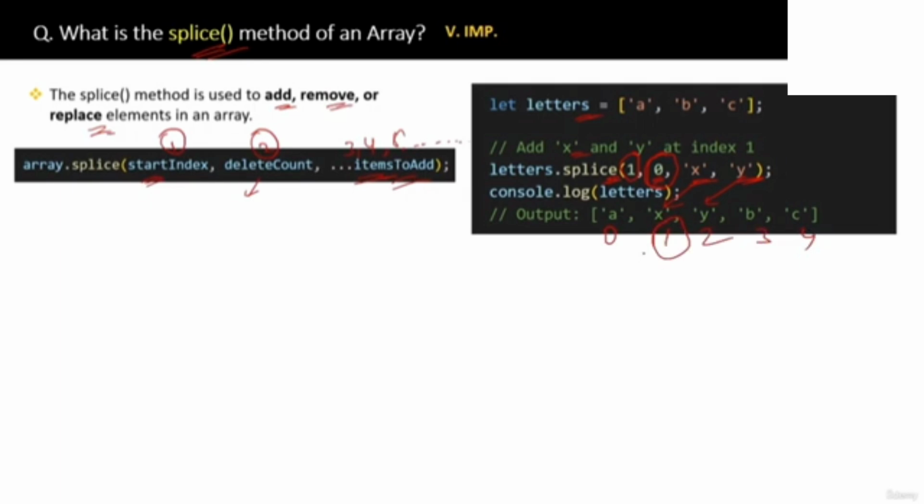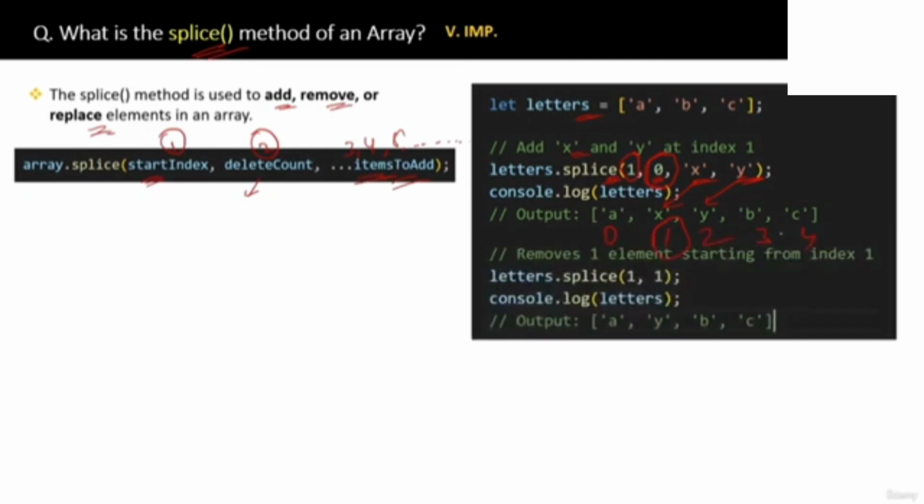The next use of the splice method is to remove elements of the array. Right now, our array is the last output. And in this code, we are removing one element from the start index 1. So this x at index 1 will be removed from the last output, and this will be the final new array output. Here, if this delete count is 2, then x and y, 2 elements, will be removed. That's how remove works with splice.